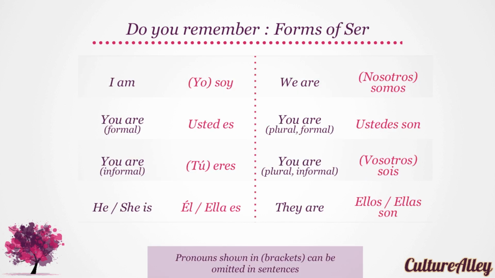Do you remember the forms of ser? I am translates to yo soy. We are is nosotros somos. Informally, you are translates to tú eres, and its plural form becomes vosotros sois. Formally, you are translates to usted es, and the plural form is ustedes son. He is or she is translates to él or ella es, and they are is ellos or ellas son. Note that the pronouns shown in brackets can be omitted in sentences.